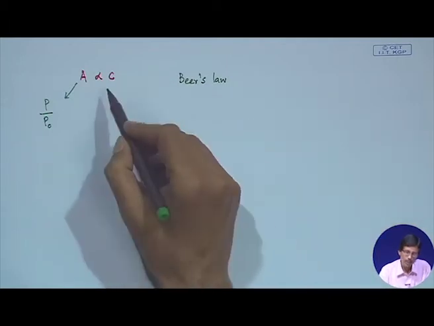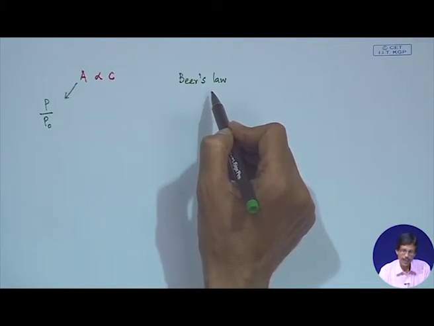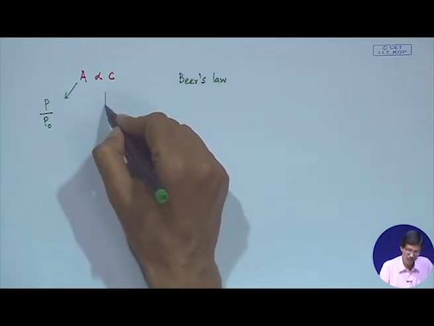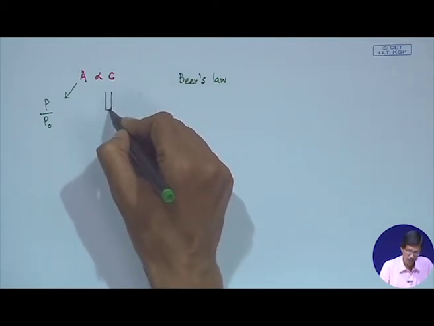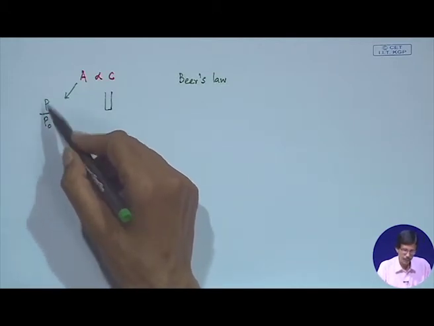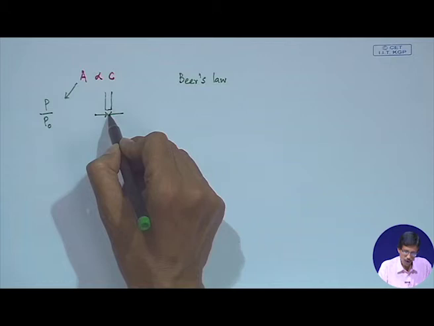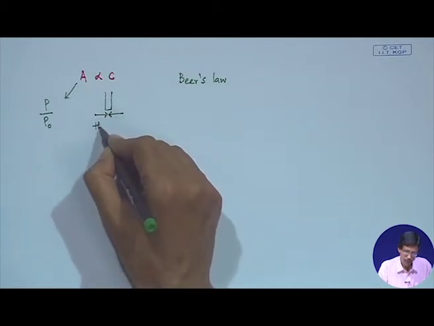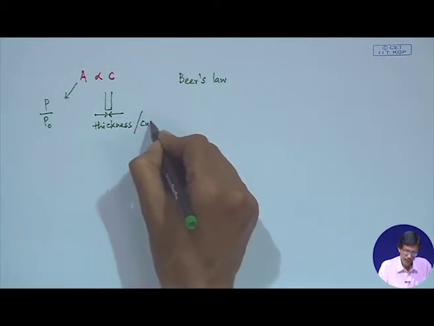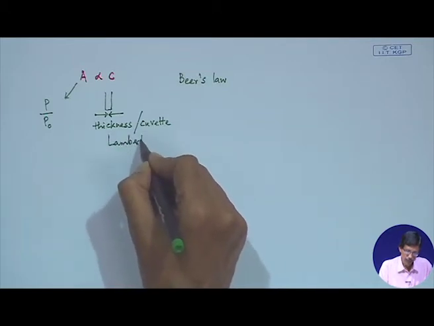That means the concentration of the solution which is being utilized for measuring this particular absorption. And sometimes we also use Lambert's law. Lambert's law is nothing but the corresponding cell or cuvette thickness, because the proportionality, the P by P0, that means the reduction in the light intensity or light power, will be directly related to the thickness of the cell or thickness of the cuvette, which is known as Lambert's law.